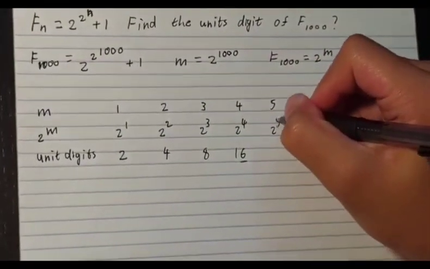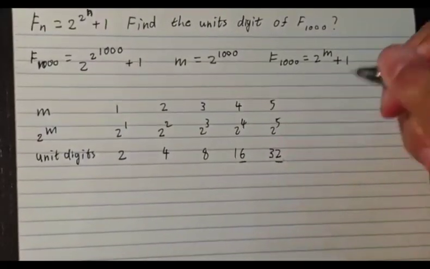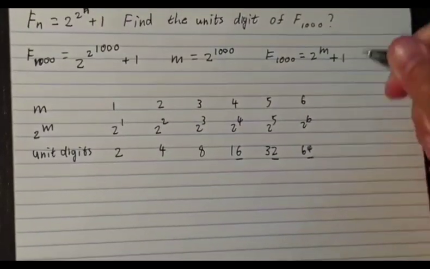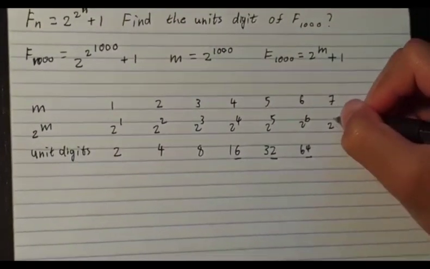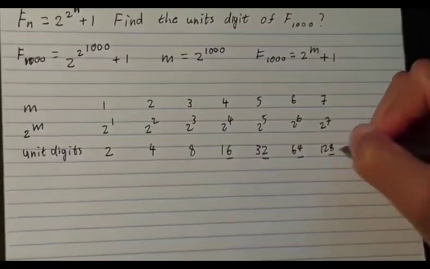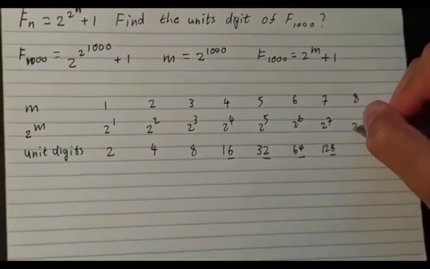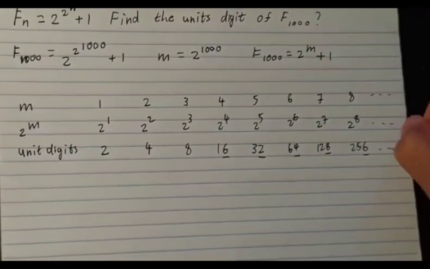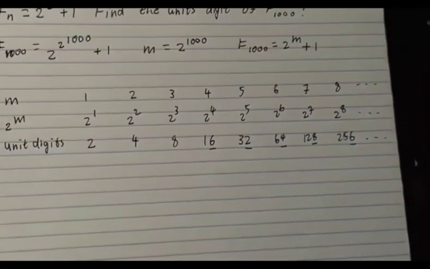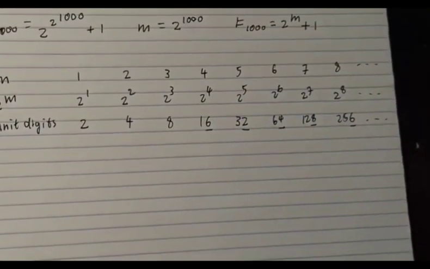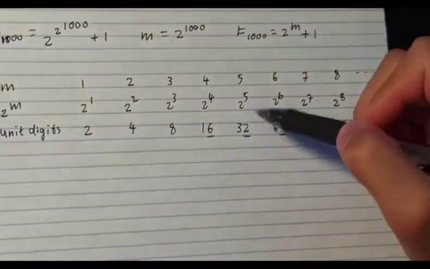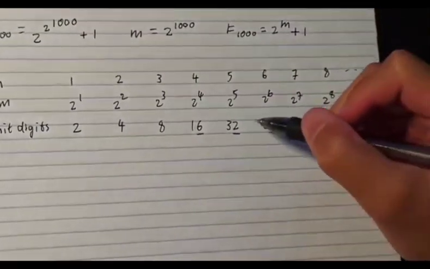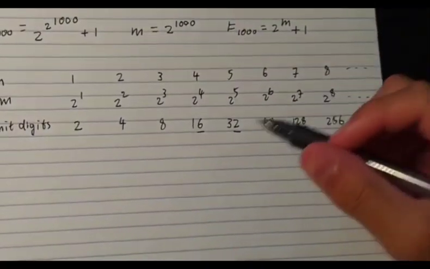5, 2 to the power of 5, 32. 6, 2 to the power of 6, 64. And 7, 2 to the power of 7, 128. 8, 2 to the power of 8, 256. And so on and so forth. Now, from here, we can tell immediately that there's a pattern in the unit digits, which is grouped into 4. So we have 2486, 2486, and then so on. It's grouped in 4s, right?